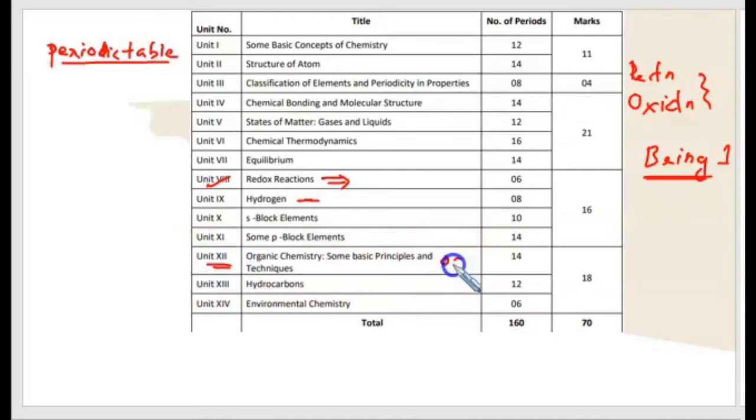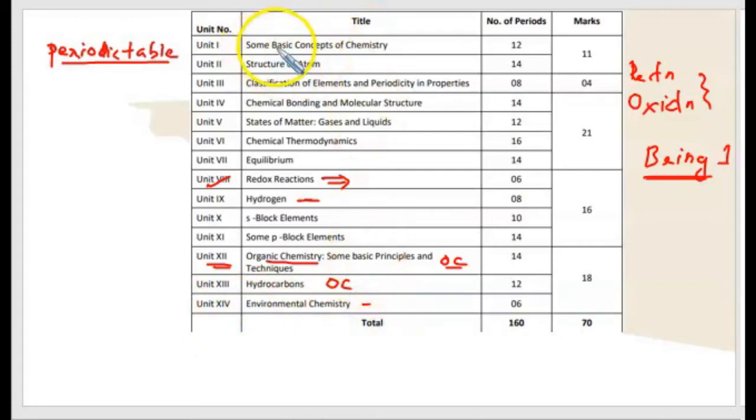In the 10th grade you studied the 5th chapter, carbon and its compounds. That is just an introduction to organic chemistry. Unit 13 is about hydrocarbons, which also comes under organic chemistry. And unit 14 is the last one, environmental chemistry. This is general chemistry.